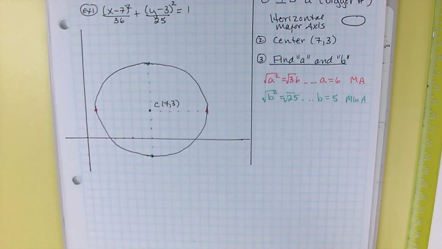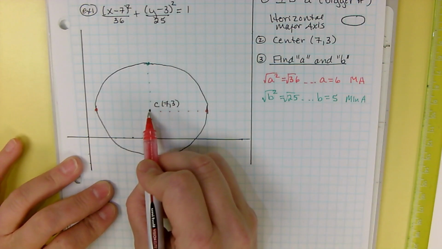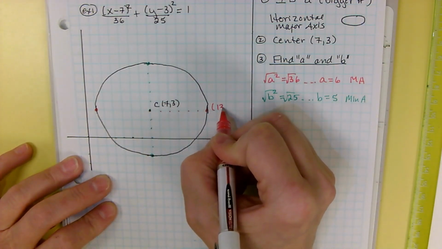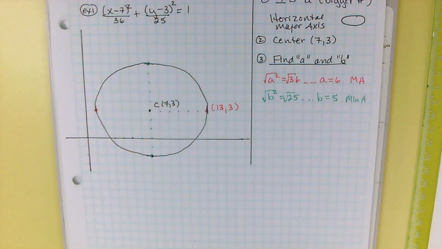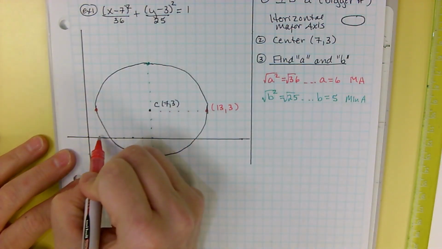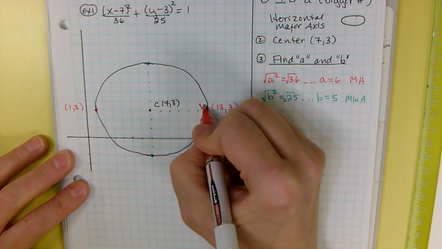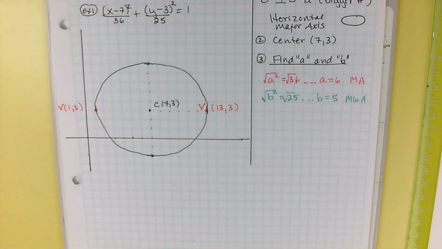All right, now we're ready to label. And again, you can memorize all the vertex labeling stuff or just count the spaces. I obviously count spaces a lot. So you go 7 to the right, and then A is 6. 7 plus 6 is 13, and then up 3. The left one, you can tell it's just 1 to the right, up 3. And then we're going to label this with a V for vertex. That way you don't have to write out the word vertex.